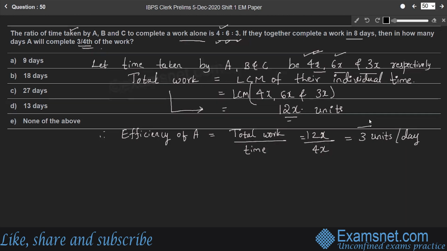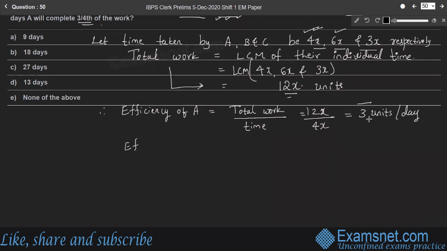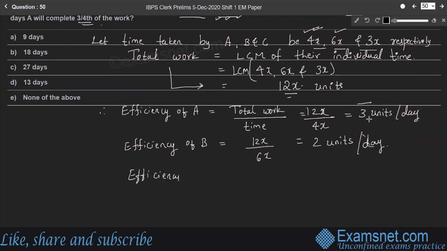Whereas efficiency of B is equal to total work 12x and time taken by B is 6x. Therefore, it is 2 units per day. So amount of work done by B in one day is 2 units per day. Whereas efficiency of C is total work 12x by time 3x. Therefore, it is 4 units per day.